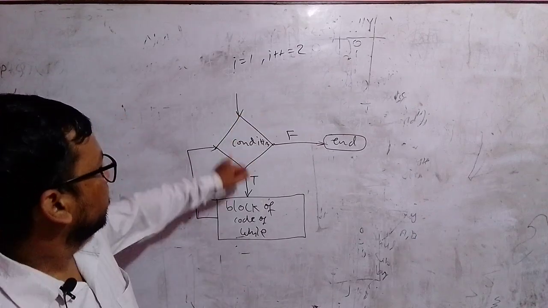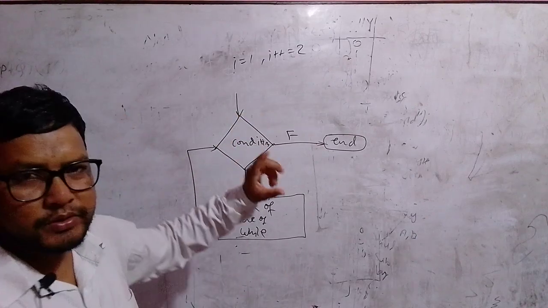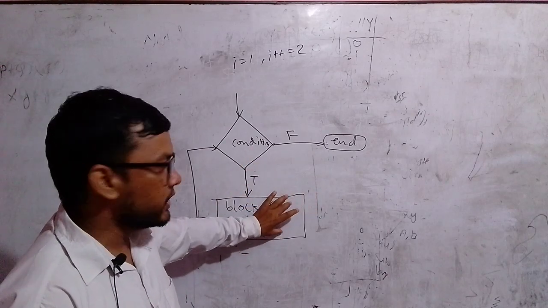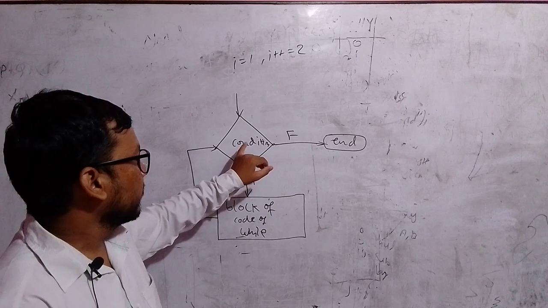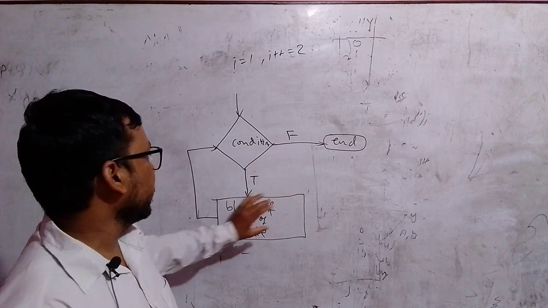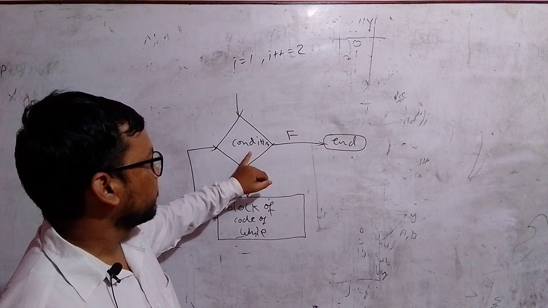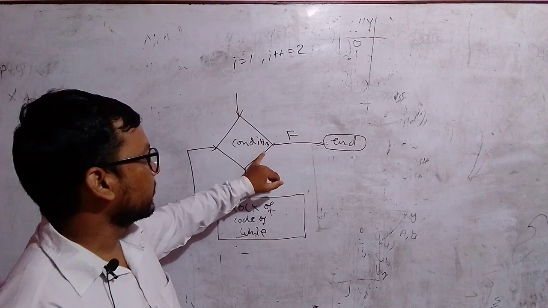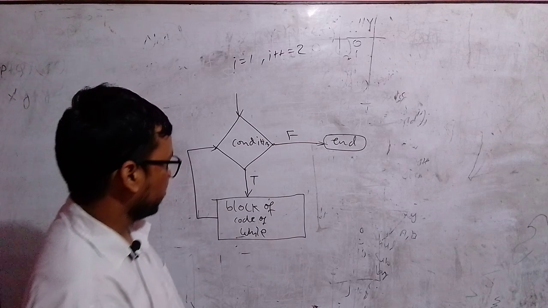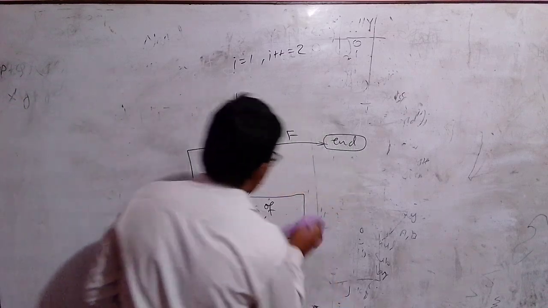There comes the code and the condition. A while loop has only one condition. If the condition is satisfied, the block of code will execute and again check the condition. And if it again becomes true, it executes the code again and again checks the condition until the condition becomes false. If the condition becomes false, it will terminate. Now this is the while loop.